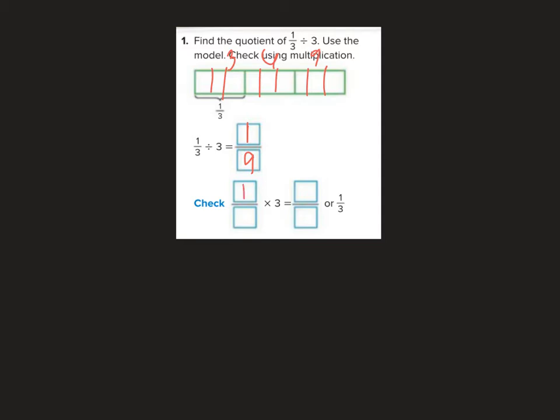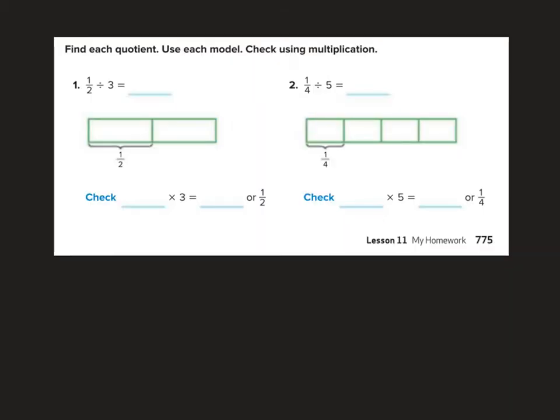So 1/9 times 3 over 1 is 3/9, which if I reduce, I would get 1/3. 3/9 or 1/3, and that's where we started with 1/3 divided by 3.